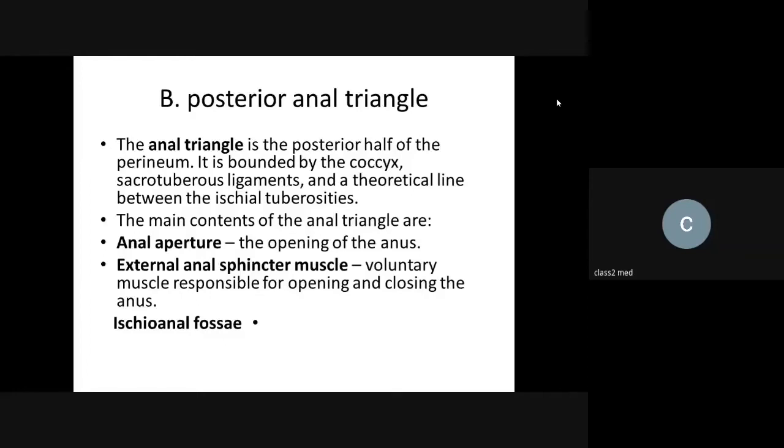The posterior anal triangle. The anal triangle is the posterior half of the perineum. It is bounded by the coccyx, the sacrotuberous ligament, and the theoretical line between the ischial tuberosities. The main contents of the anal triangle are the anal aperture, which means the opening of the anus, and the external anal sphincter muscle, a voluntary muscle responsible for the opening and closing of the anus, and the ischioanal fossa.